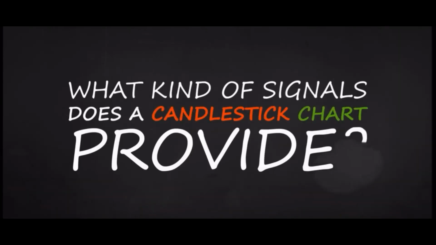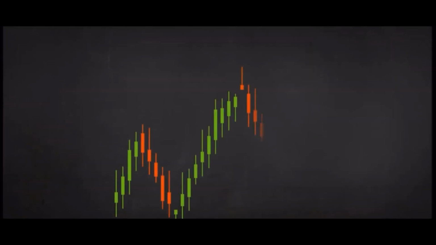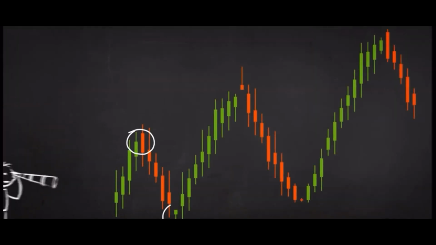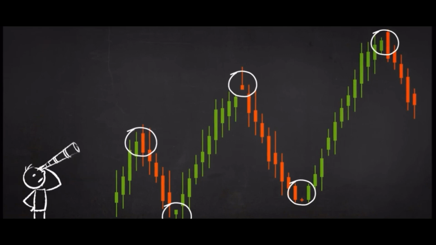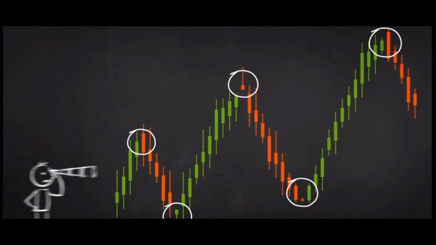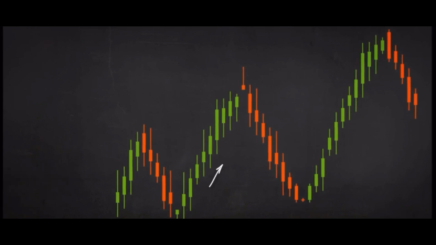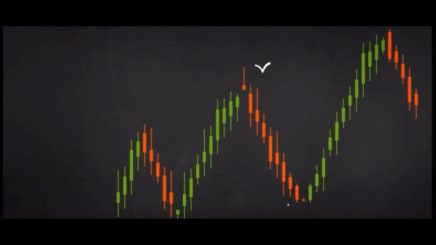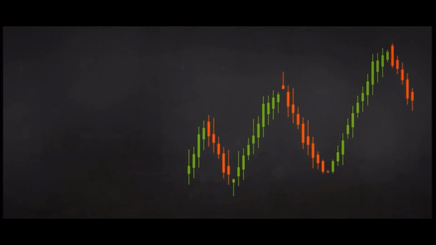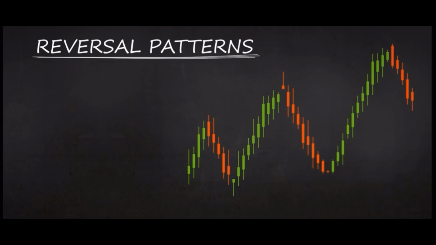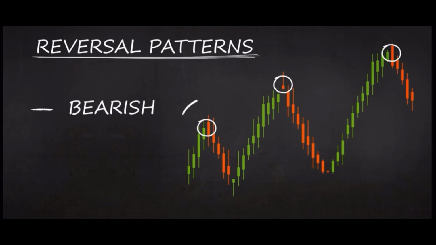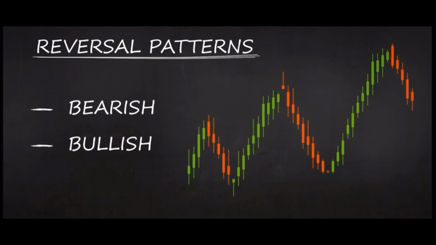As simple as that. What kind of signals does a candlestick chart provide? It's no surprise that candlestick charts are so popular. They're excellent for spotting market turning points. By looking at the patterns that candles create, you can often guess if a certain market is about to continue in its current direction or reverse it. Patterns that show that the market could change direction are called reversal patterns. They could be bearish, ones that indicate the change from an uptrend to a downtrend that should be perceived as a signal to sell. Or bullish, these show that a price that has been decreasing is likely to start going up and we should buy.